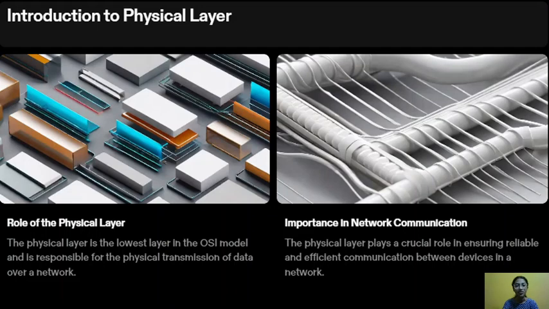So let's have an introduction to the physical layer. It is the lowest layer of the OSI model and is responsible for the physical transmission of data over a network, and it also plays a main role in ensuring reliable and efficient communication between the devices in a network.